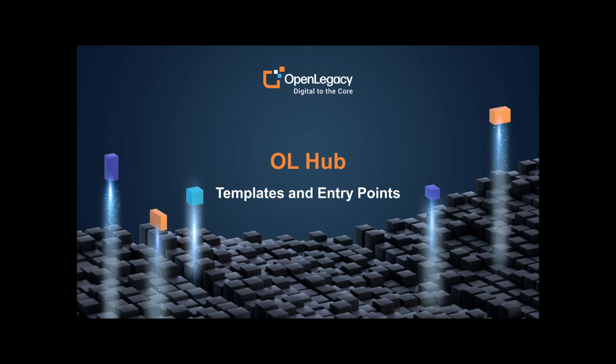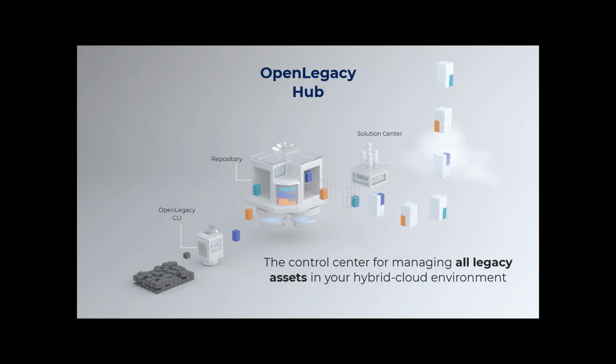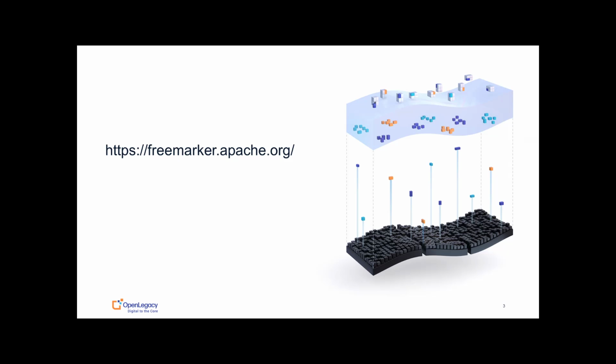Welcome to OpenLegacy's Hub. This video will show you how to use templates to generate projects and how to add entry points that allow data manipulation or injecting other business logic in the flow coming from or going to the legacy source. Freemarker is a free Java-based template engine often used for generating source code, configuration files, and more.